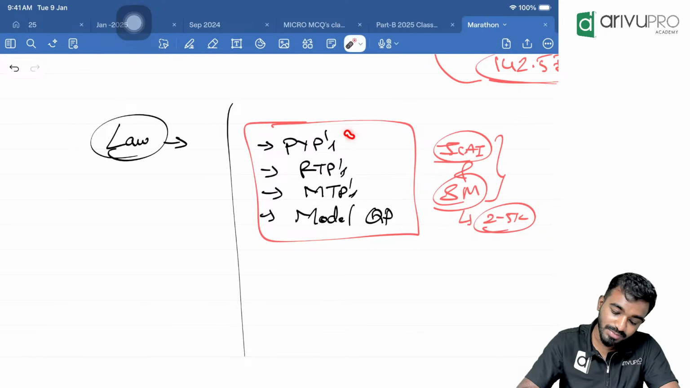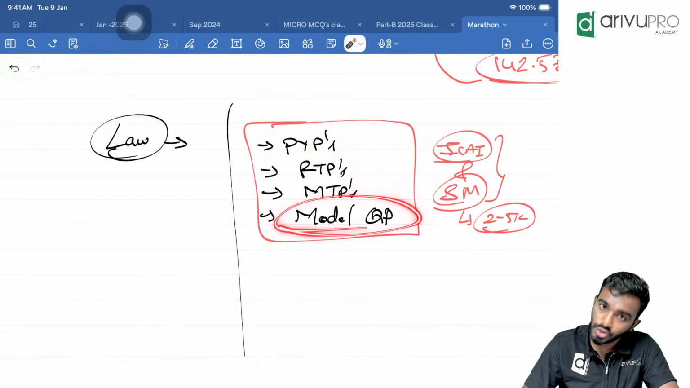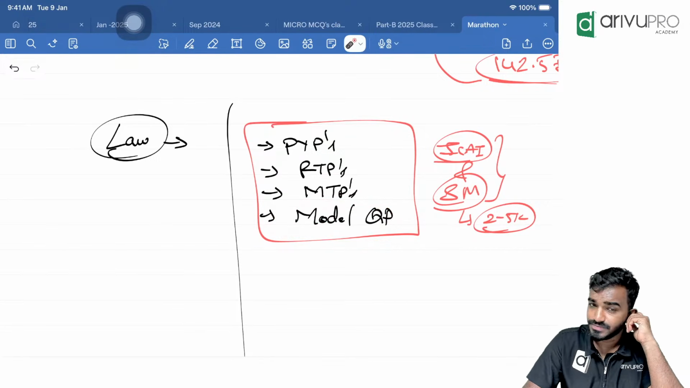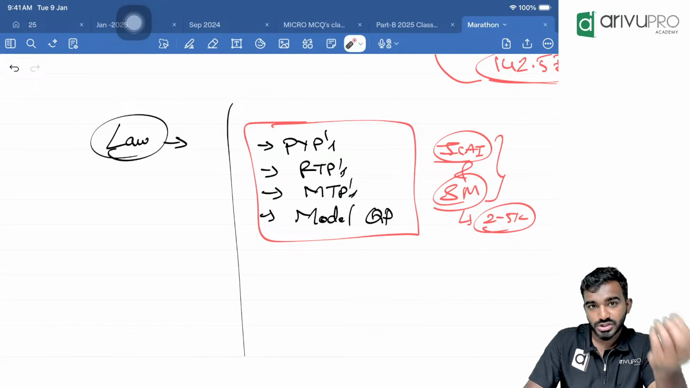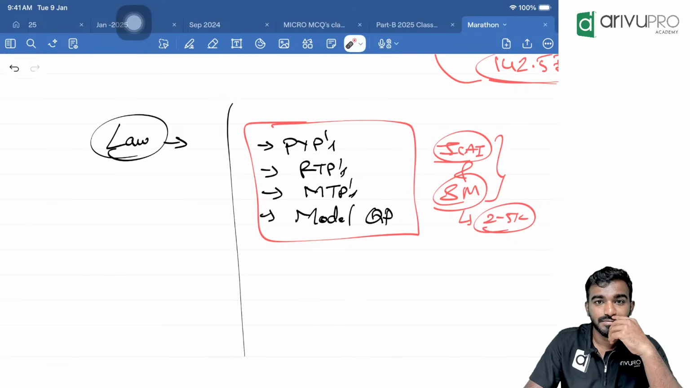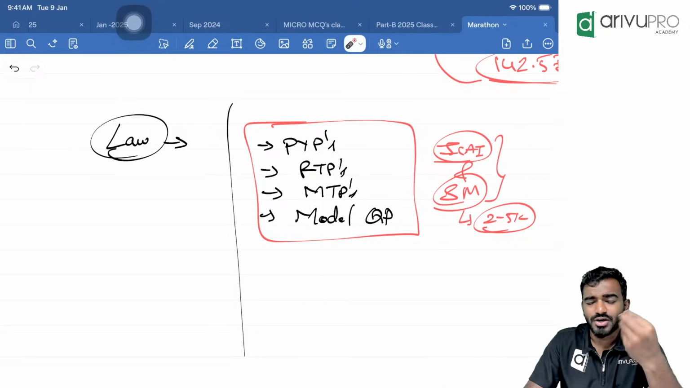This is the order. First PYP, RTP, MTP. This is required, mandatory. After that, if you still want to solve many more questions, model question papers are there. And sir, should I take the mock exams of the ICAI? Definitely yes. That is recommended. The more new questions you solve, you will have a better grip on the particular syllabus. And you should always stay connected with the syllabus. Be it any subject, not just economics alone. Be it accounts, be it law, be it mathematics, be it economics.